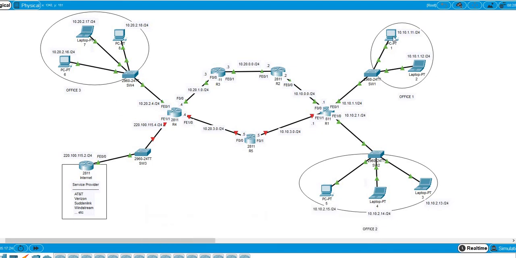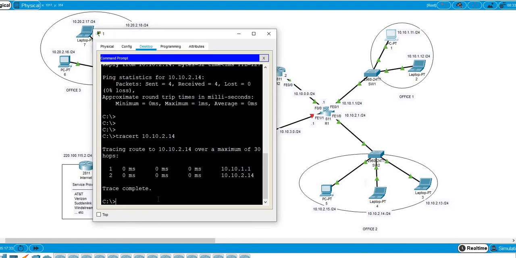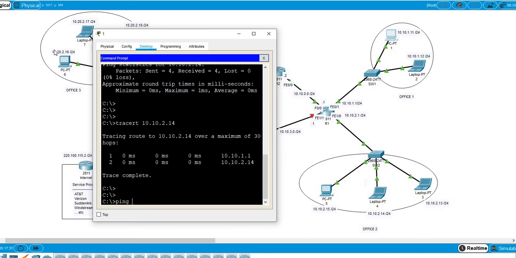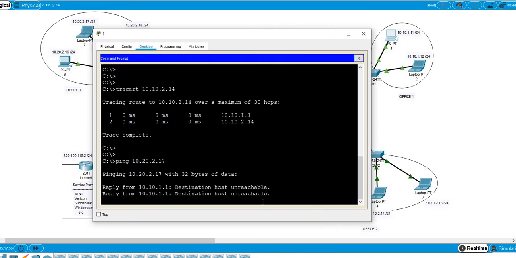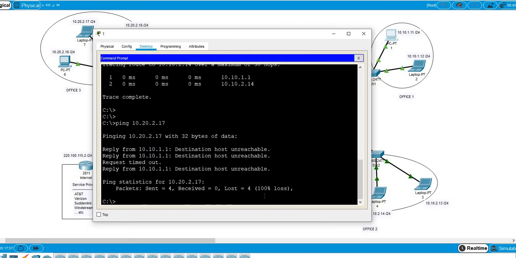Let's see if PC1 is capable of communicating with any device in Office 3, say laptop 7 right here. Okay, open this command prompt, ping laptop 7, which has 10.20.2.17. Great. The reply back says that it was unreachable.